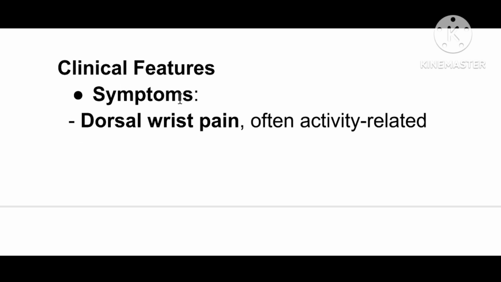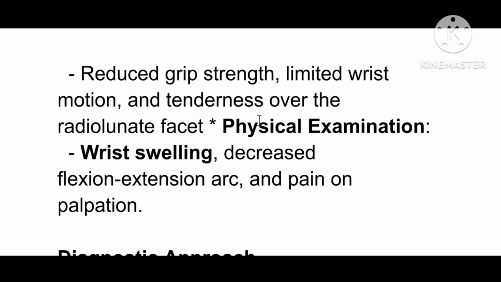Clinical features. Symptoms: dorsal wrist pain, often activity related, reduced grip strength, limited wrist motion, and tenderness over the radiolunate facet. Now talking about physical examination. There is wrist swelling, decreased flexion, extension, arc, and pain on palpation.